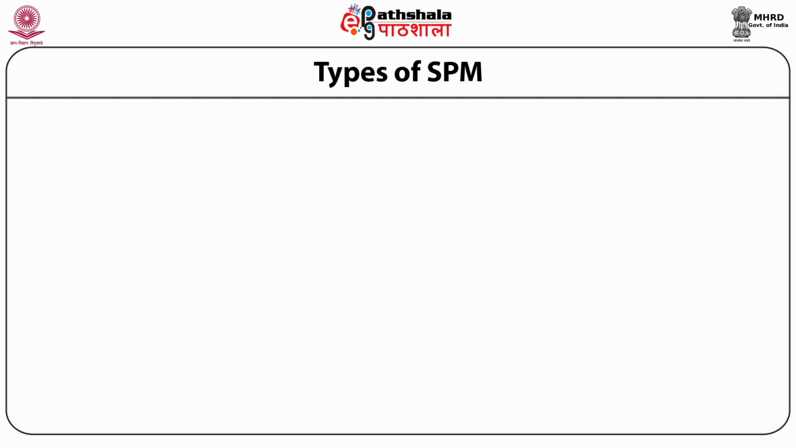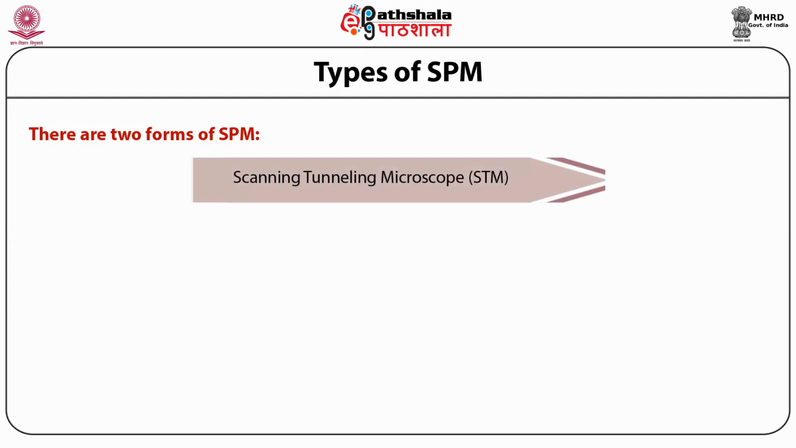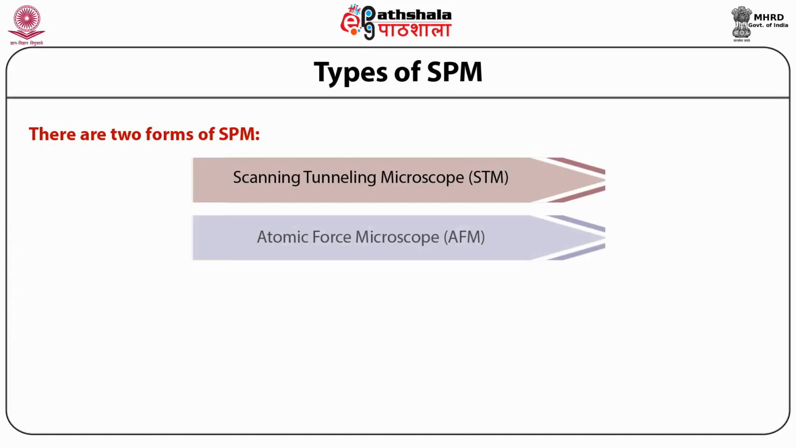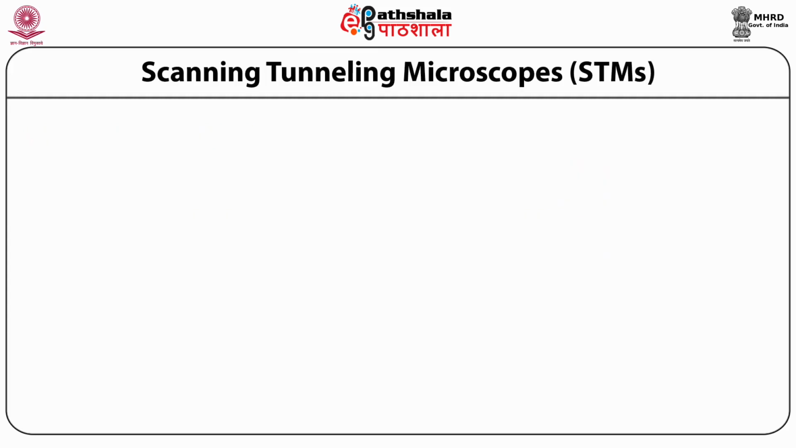We will now discuss the types of scanning probe microscopy. There are two forms of SPM. The first one is the scanning tunneling microscope, which is STM, and the second one is the atomic force microscope, which is the AFM. Let us first discuss the scanning tunneling microscopes, that is STMs.